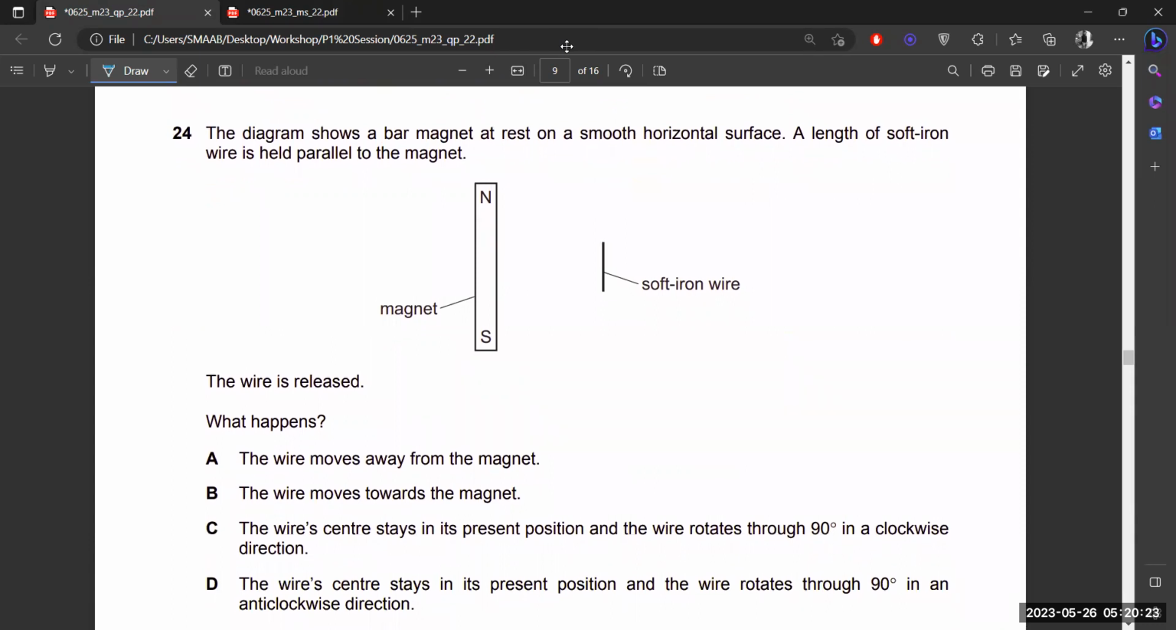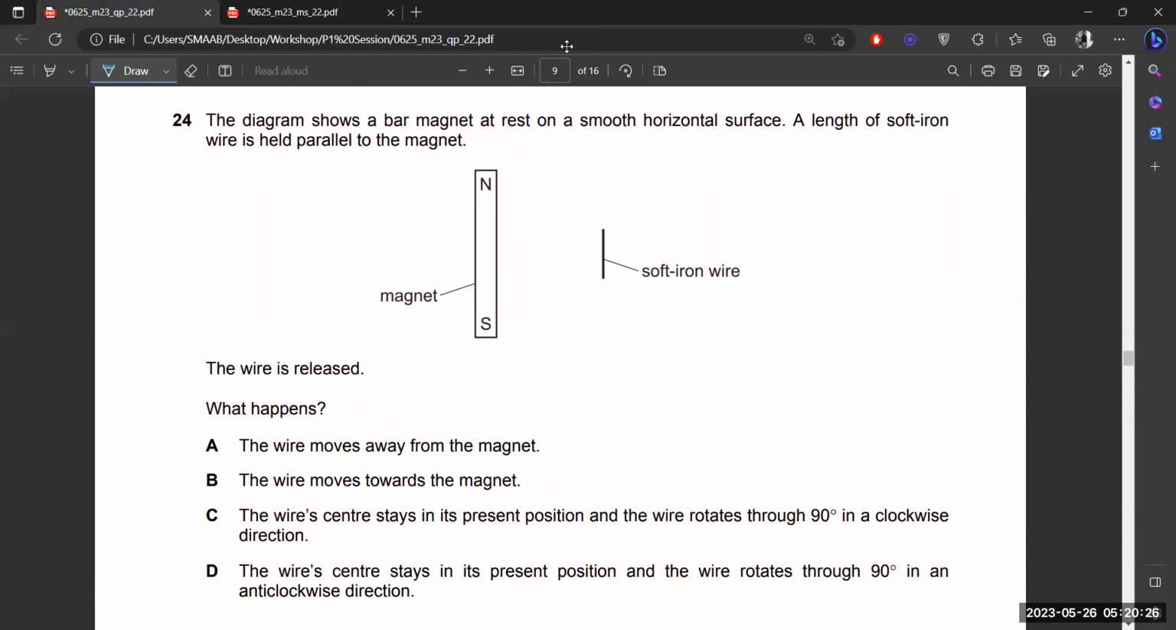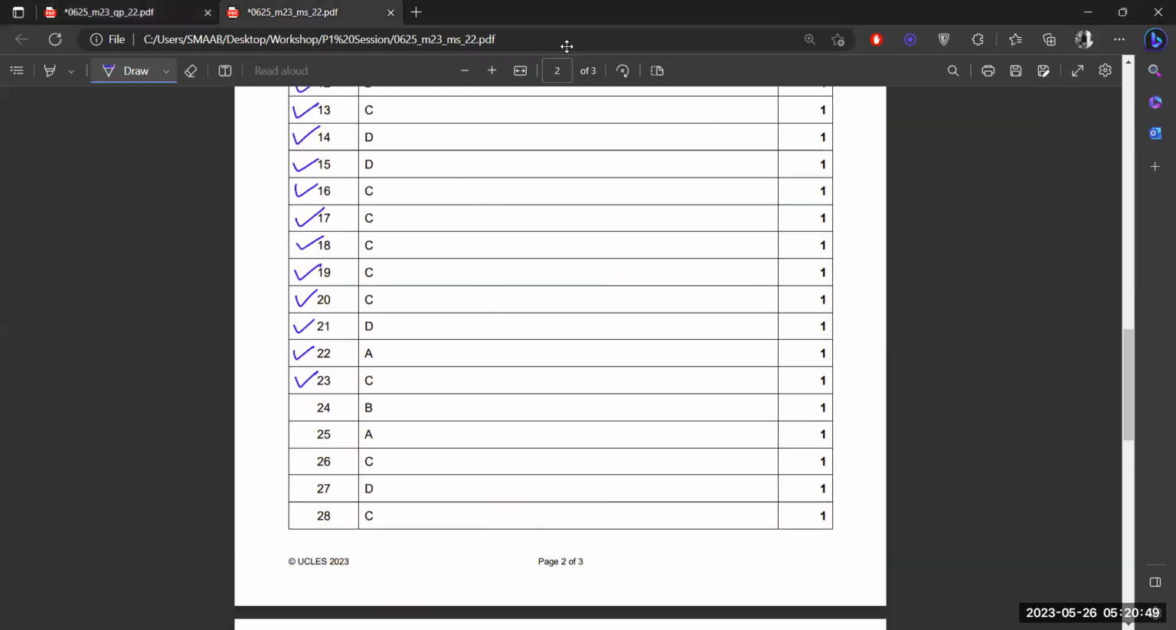24. The diagram shows a bar magnet at rest on a smooth horizontal surface. A length of soft iron wire is held parallel to the magnet. The wire is released. What happens? The concept is very simple. It is going to be attracted towards the magnet, so we just need to find the answer. The wire moves towards the magnet because there is a force of attraction. Very simple question.